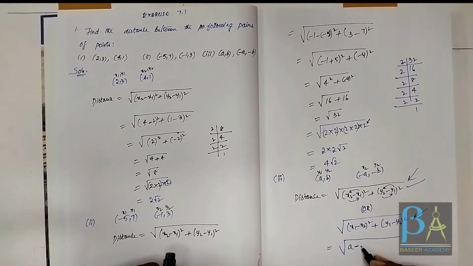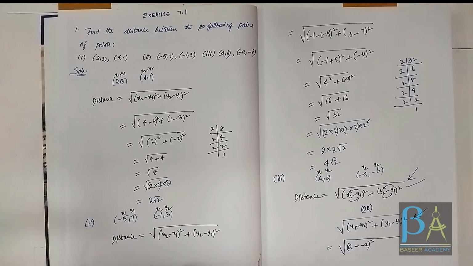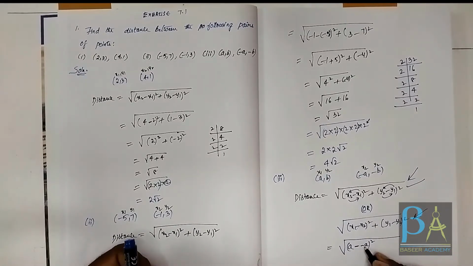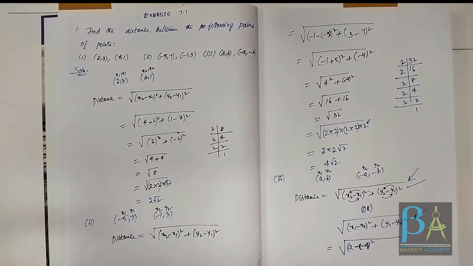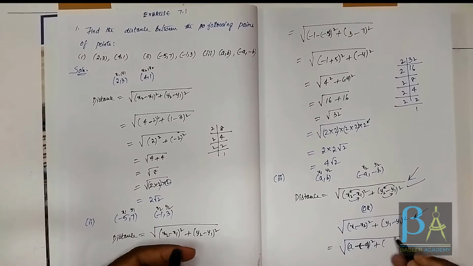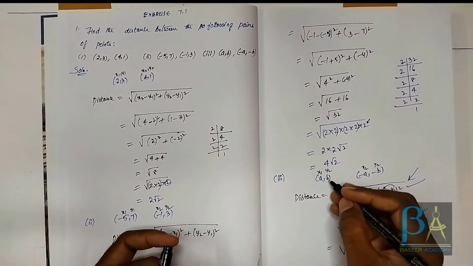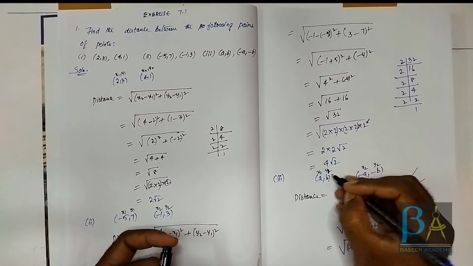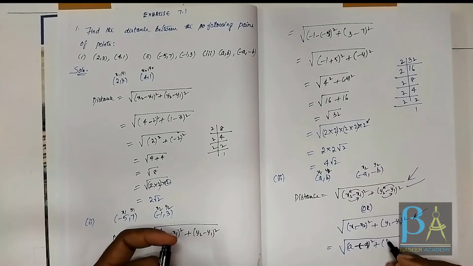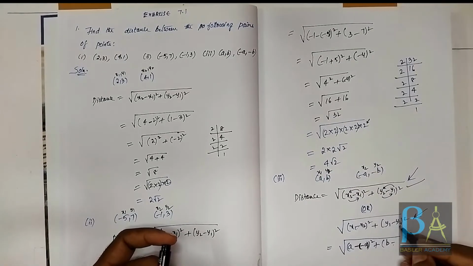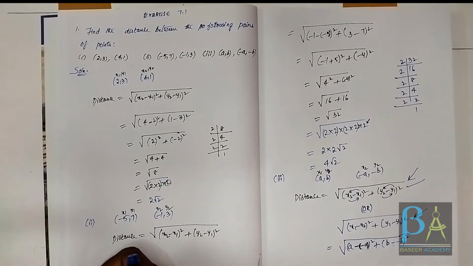In place of x2, I need to write minus a, and then the square from the formula I need to write as it is. But then since these two negative signs are very close to each other, let me separate them by using a bracket. Now in place of y1, I need to substitute b, keep the minus sign. In place of y2, I need to substitute minus b, and then square from the formula, write it as it is. Now let me separate them by using a bracket here.